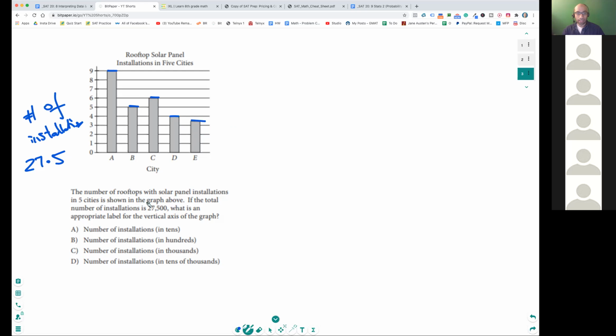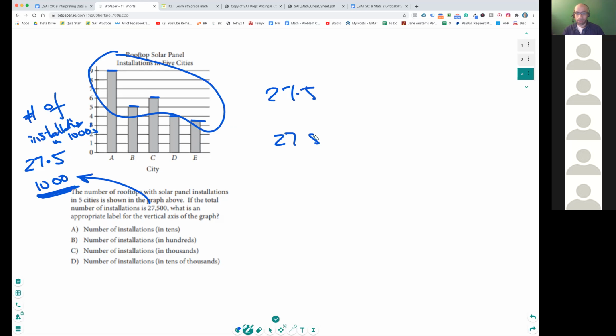27,500. So that means you've got to multiply it by 1,000 over here, so it's the number of installations in thousands. When you add it up, you see the installations is 27.5, but really it's given to be 27,500, right? So move the decimal 1, 2, 3, same number of zeros, and you get thousands.